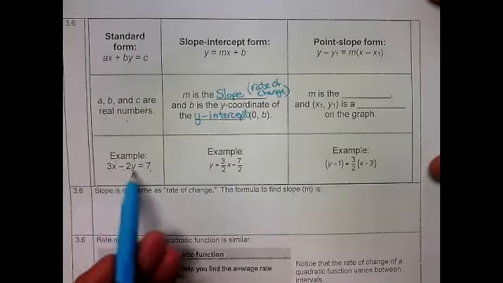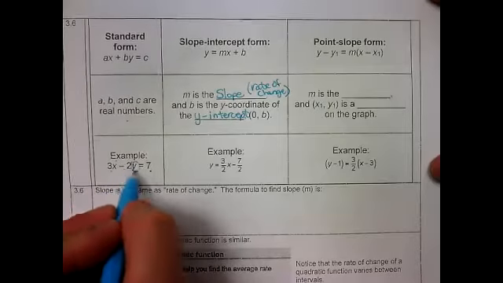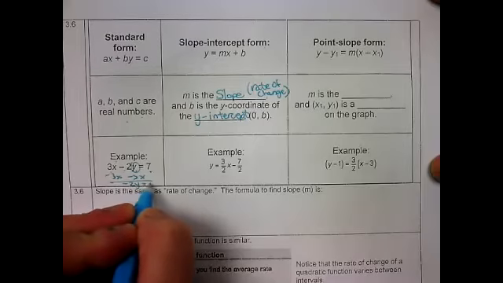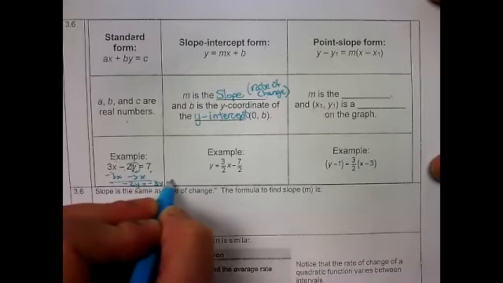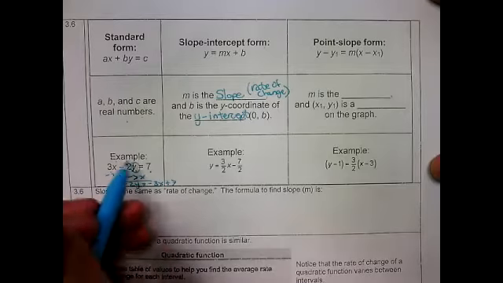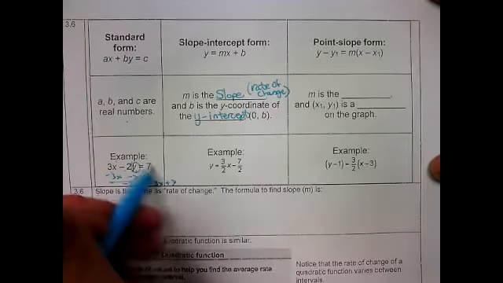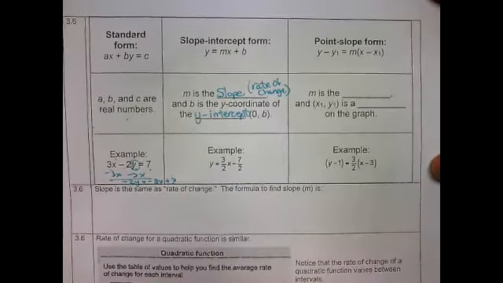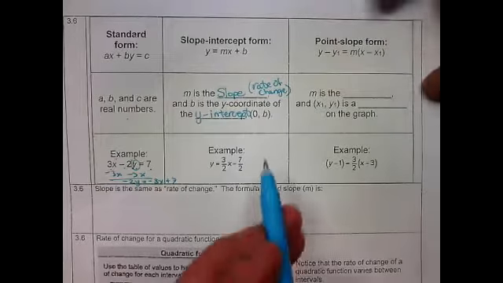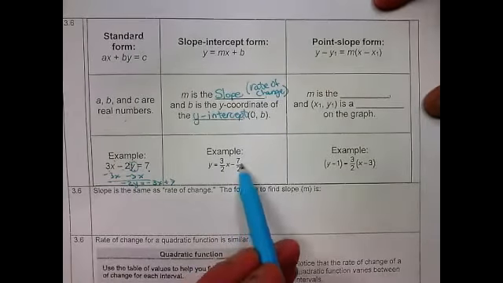So for this example, all they did was take this one and get y by itself. Subtract 3x from both sides and you get negative 2y equals negative 3x plus 7. Then divide by negative 2 on both sides, and that gives you this right here. So that is your slope-intercept form. The easiest way to graph is in slope-intercept form.